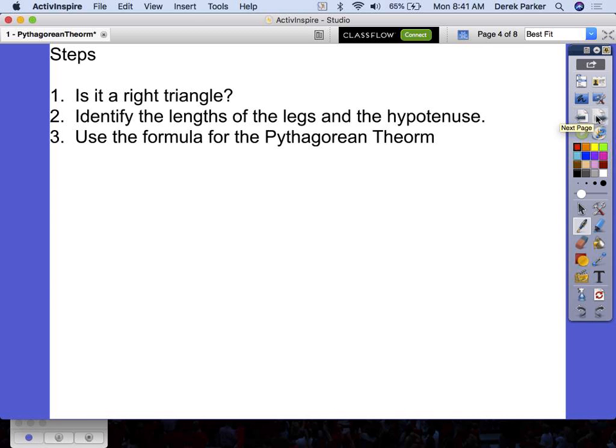So, your first step in solving with the Pythagorean theorem is: is it a right triangle? If it's not a right triangle, you cannot use the Pythagorean theorem. However, if it is a right triangle, then we keep going. You identify the lengths of the legs and the hypotenuse. Then use the formula for the Pythagorean theorem.